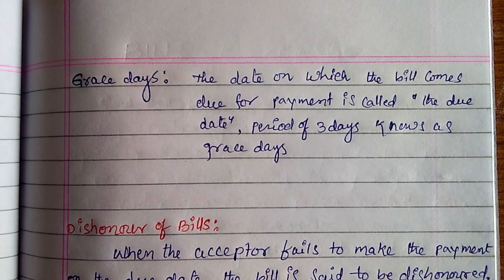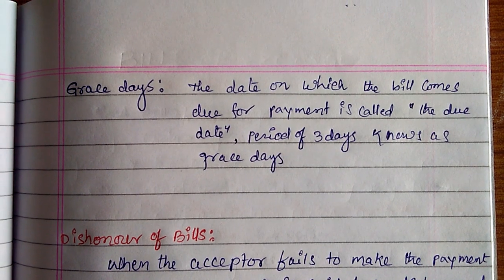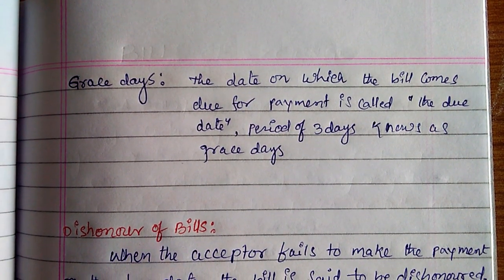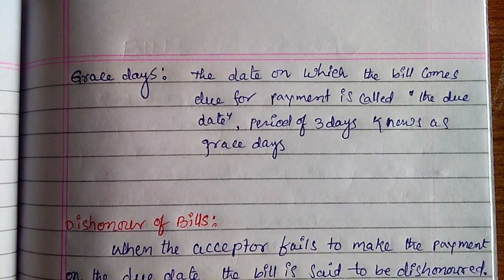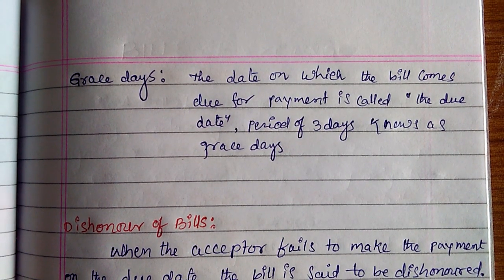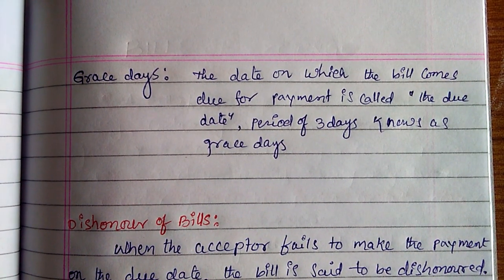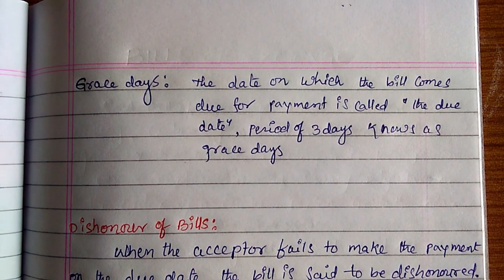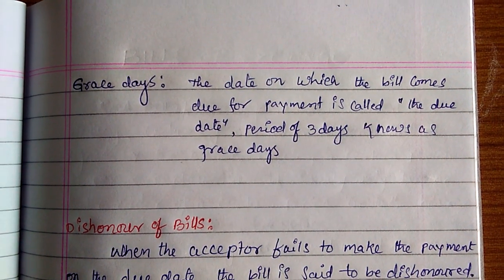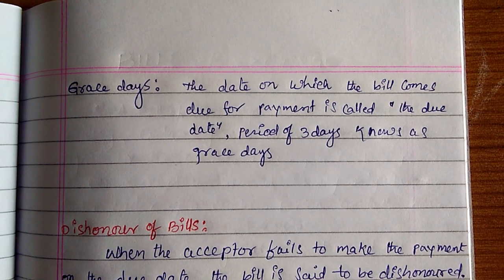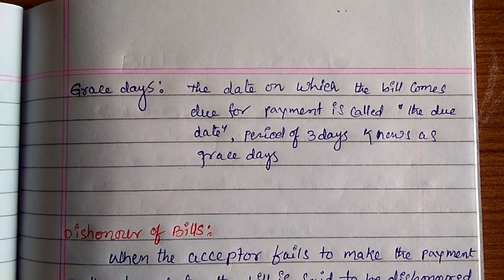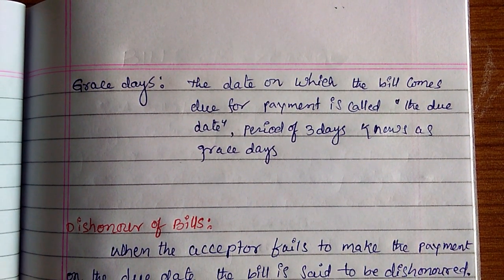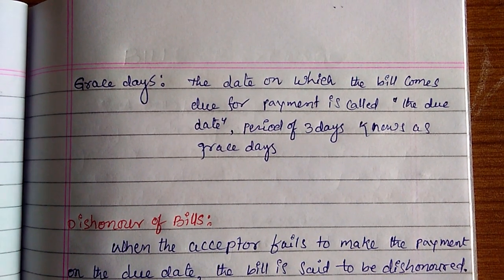Actually, the bill is written for a specific period. However, the buyer may ask for more days. The extra 3 days are grace days. That means the date on which the bill comes due for payment is called the due date. The period of 3 days is known as grace days.